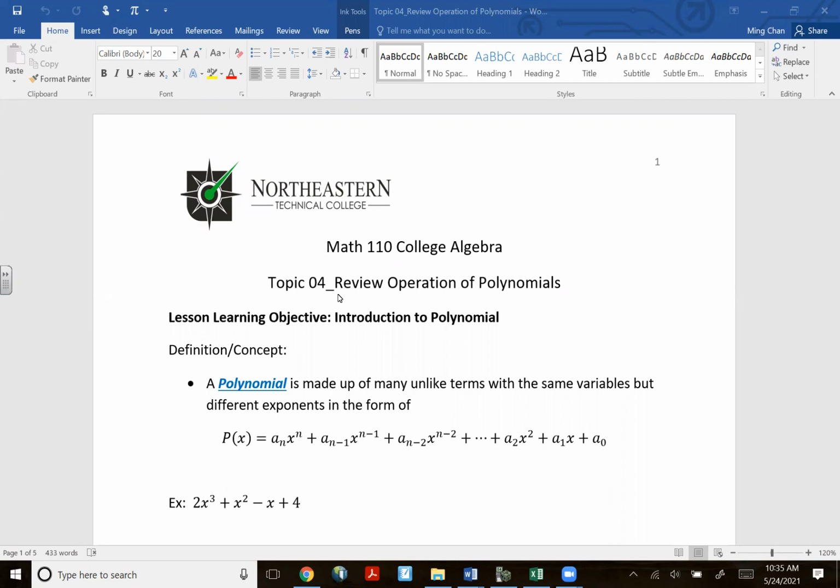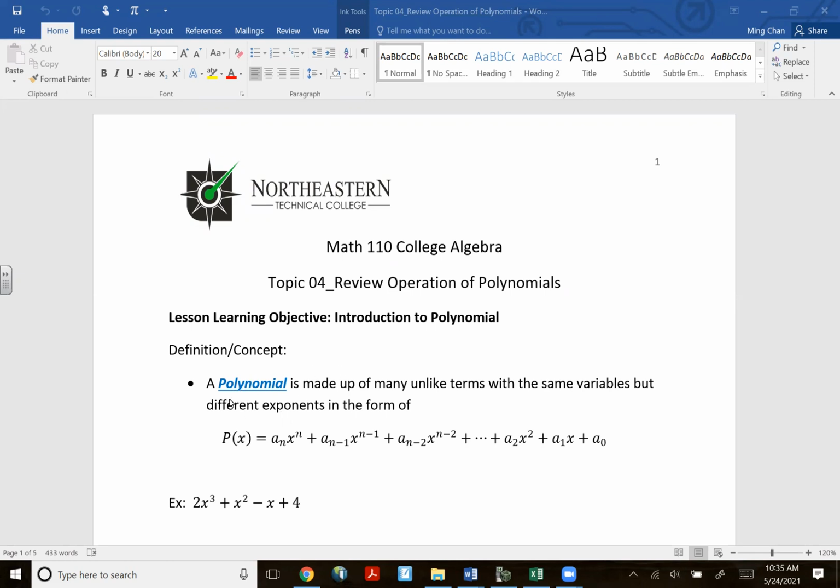Let's take a look at topic 4, review operations on polynomials. In this class, we will use these frequently: operations on polynomials, add them, subtract them, multiply, and divide them. But I don't think I'm going to introduce division here. We will do division later on in the semester.